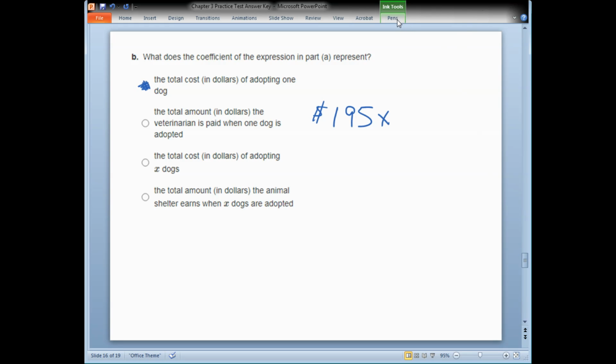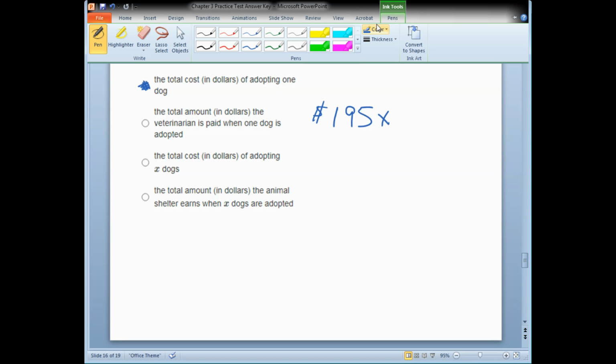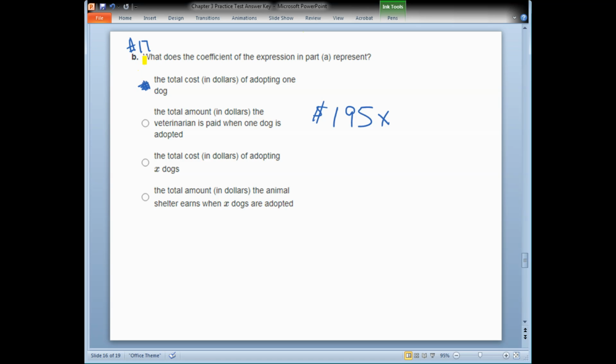This is 17B. I should write that on here. So this is number 17, part B. It says, what does the coefficient mean? I've already been talking about that. Well, I need to know what a coefficient is. The coefficient is the number that you're going to multiply the variable by. So 195x, or 195 times x, 195 is my coefficient. We already talked about what that is, right? That is how much it costs to adopt one dog. If x equals 1, you pay $195. All right, so that's why the first one is the answer.